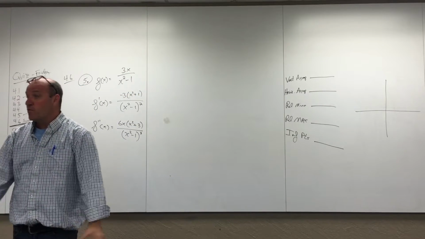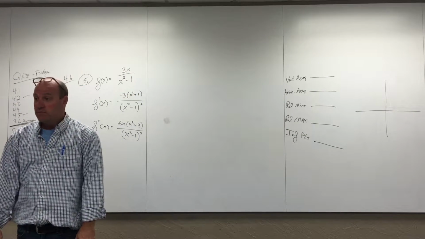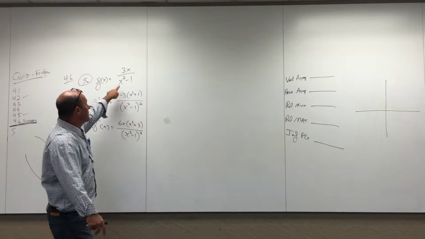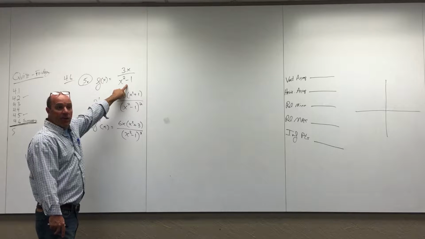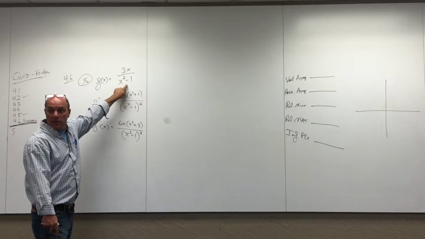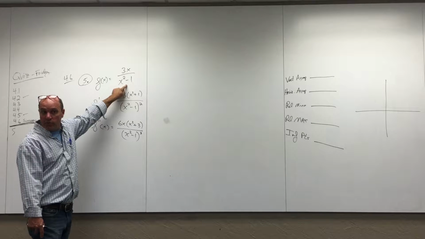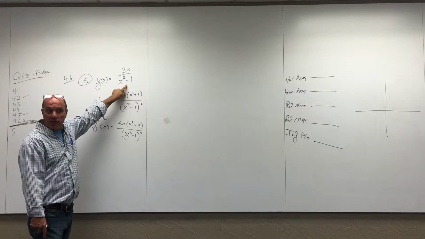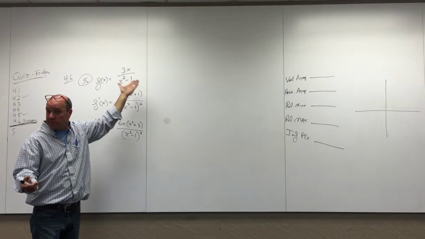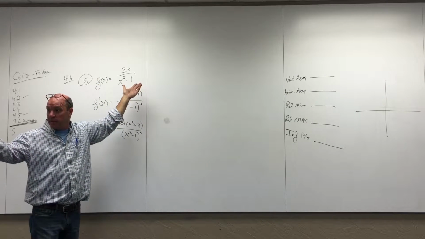Vertical asymptotes occur basically when it's undefined. So when is it undefined? At 1 and negative 1. When you set this equal to 0, you get two answers, 1 and negative 1. When the denominator equals 0 in the original function, those are vertical asymptotes, probably. You guys okay?